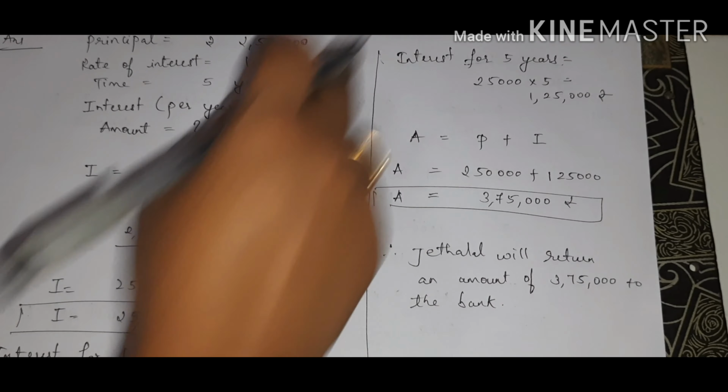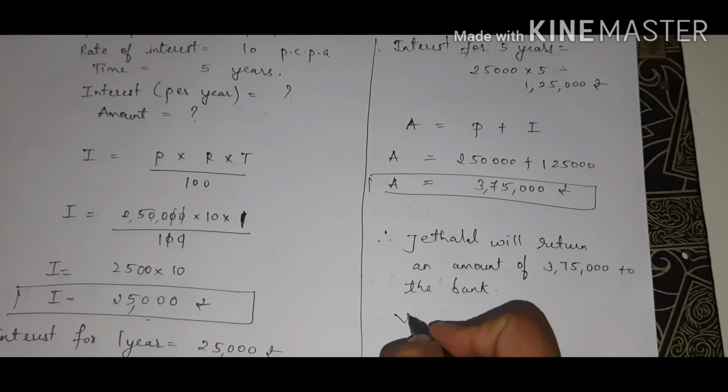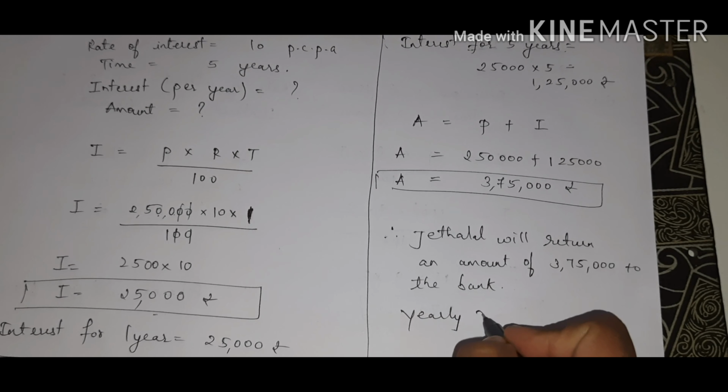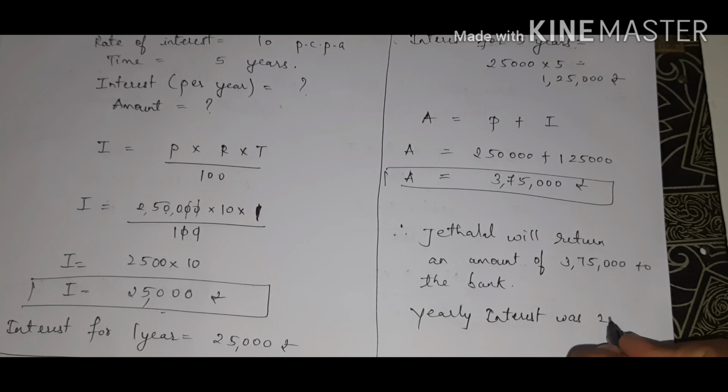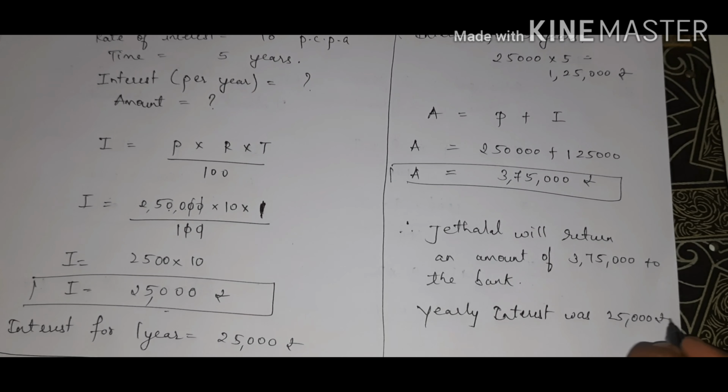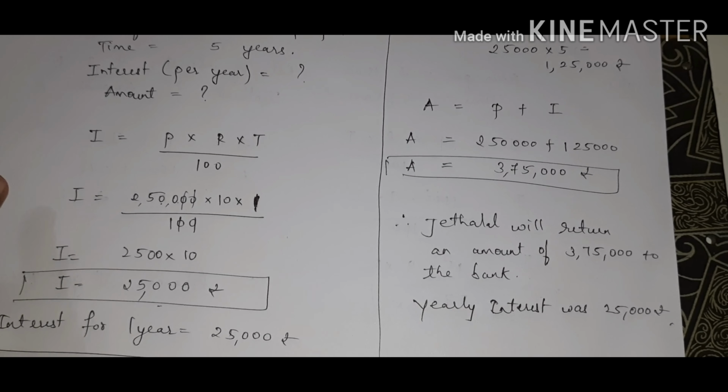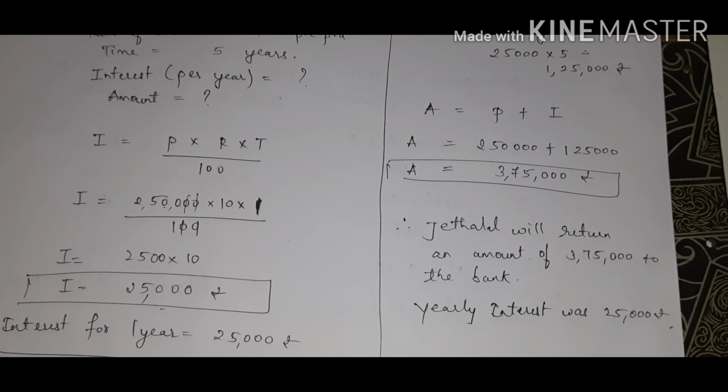And what was the yearly interest we found out? Yearly interest was 25,000, one year's interest. So we have finished our second question. Now let's move to the third question.